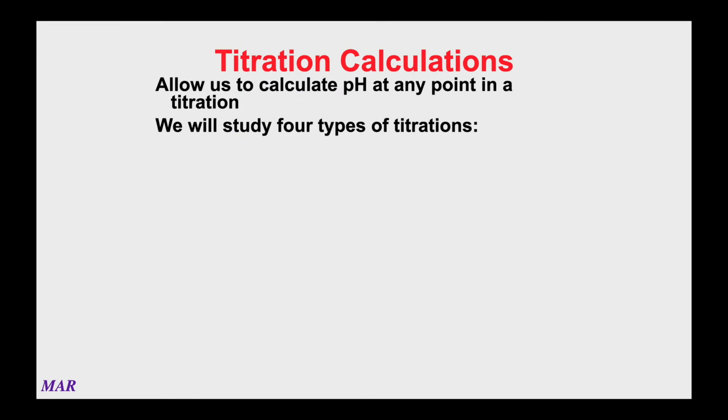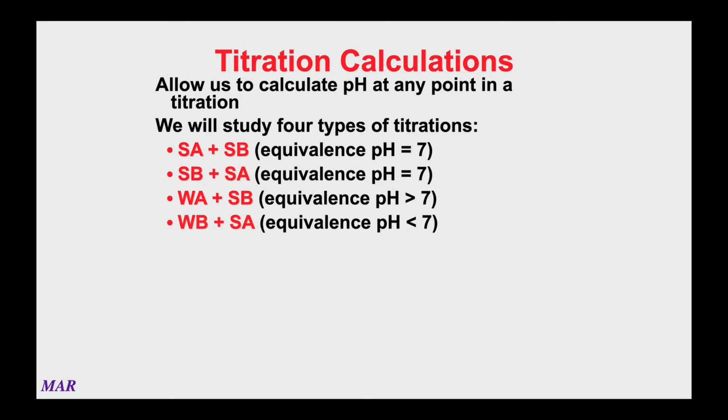Understanding buffers actually is going to help us with our titration calculations. And again, the goal here is just to be able to find the pH at any point in the titration. If you add any amount of acid to any amount of base, I'd like you to be able to figure out the pH. Now, we're going to focus our titration analysis, our acid and base analysis, to 4 possible scenarios.